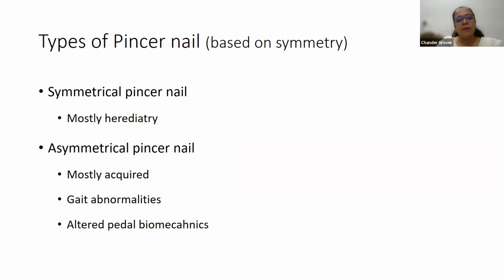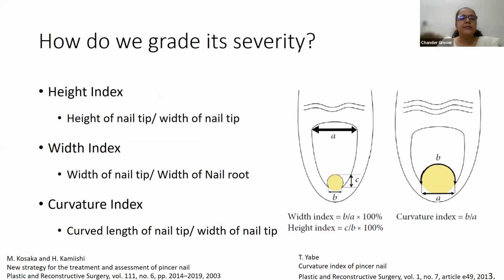It may not be the same as an ingrown nail because generally it is seen with the aging process. A symmetrical pincer nail tends to be mostly hereditary in cause. An asymmetrical pincer nail is going to tell you many things. It could be gait abnormalities, abnormal footwear. It could be, again, significant ischemia. It's associated with diabetes. It's associated with abnormal ankle brachial pressure index and altered pedal biomechanics.